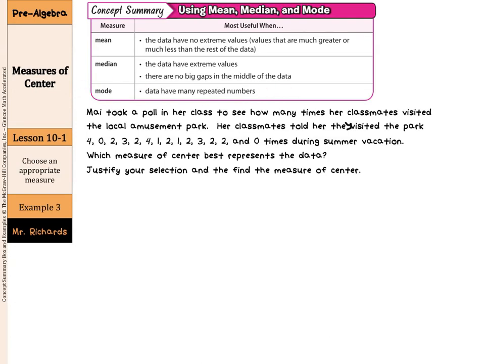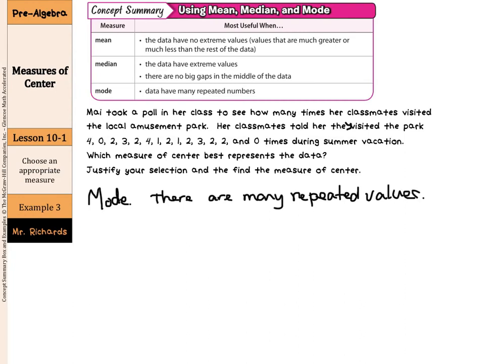And so to write this answer, I'd say my selection is going to be mode, as there are many repeated values. That's my justification. And when looking for the answer here, well, which number occurs the most often? Well, 4's there twice, but 2's there 1, 2, 3, bouncing around 4, 5, 6 times. Easily the most. So our answer is 2 times to the park.